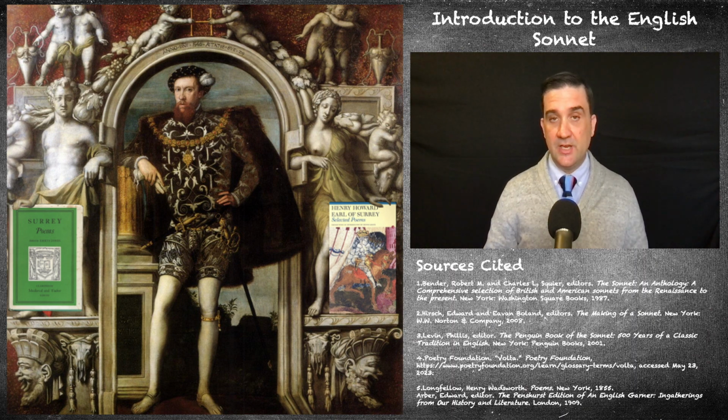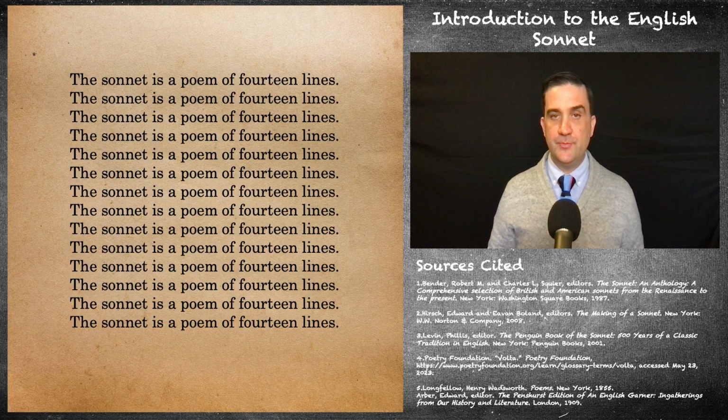At any rate, now that we've briefly covered the history of the sonnet leading up to Shakespeare, we can now discuss the two major formats of the English language sonnet. The two major forms of the English sonnet are 1. The Italian Petrarchan format, and 2. The Shakespearean format. Looking at these two formats closely, we find that they have a lot in common.